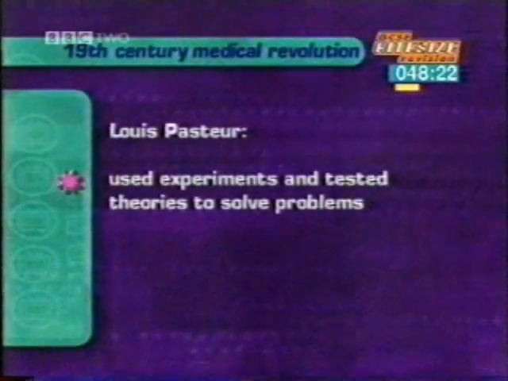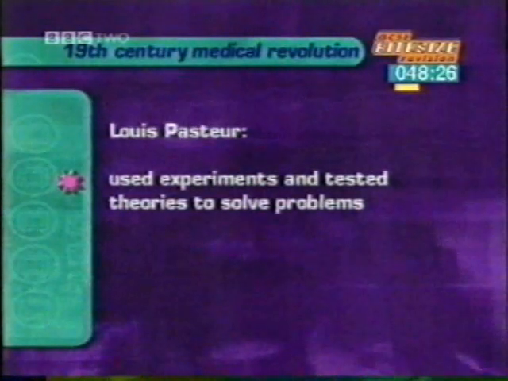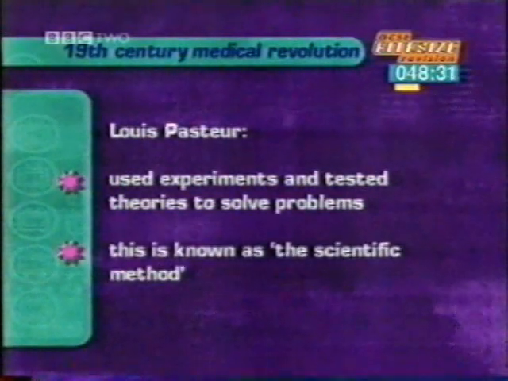Pasteur set himself a problem, conducted experiments to find a solution, evolved a theory to explain what was happening, and finally conducted tests to prove or disprove the theory. This is known as the scientific method.